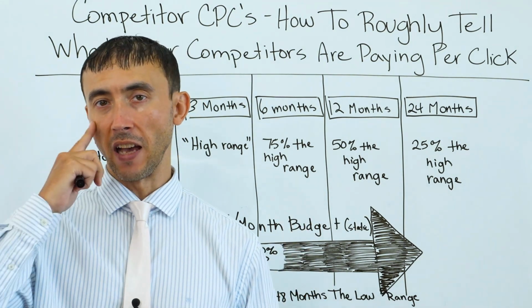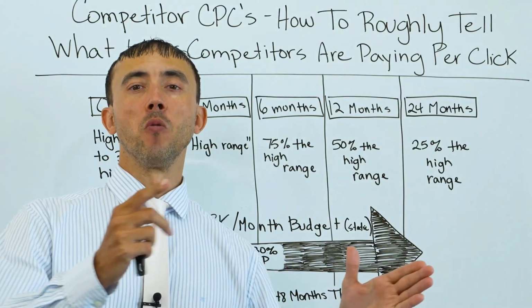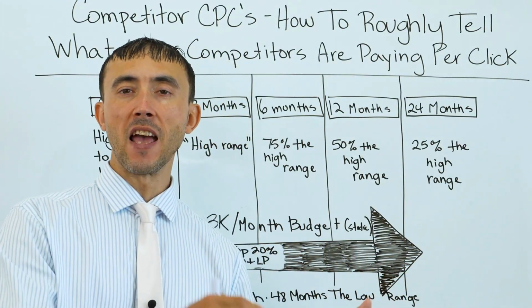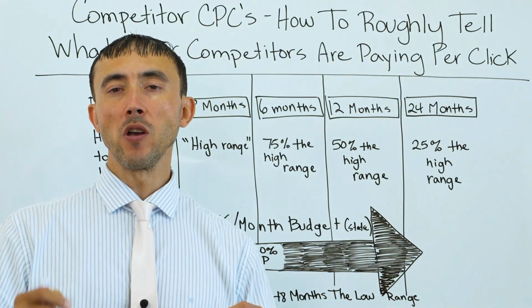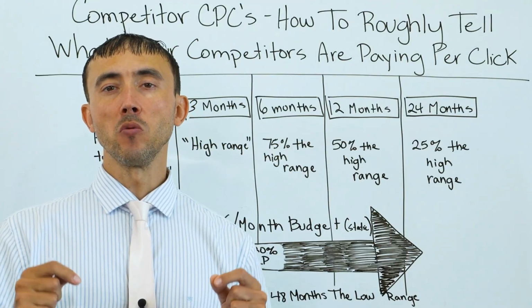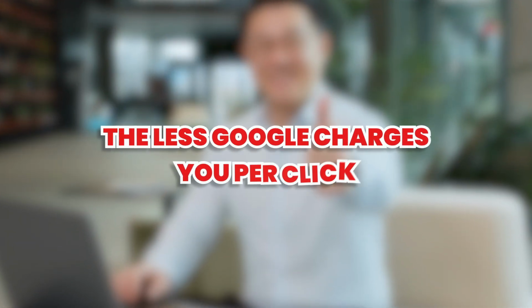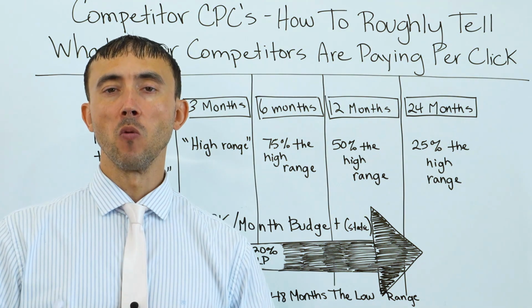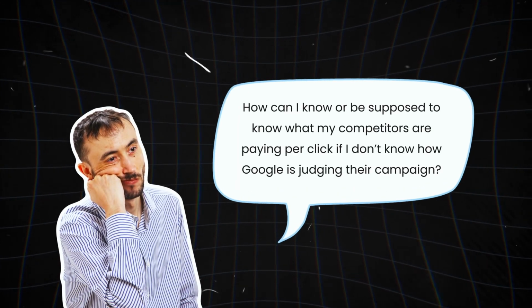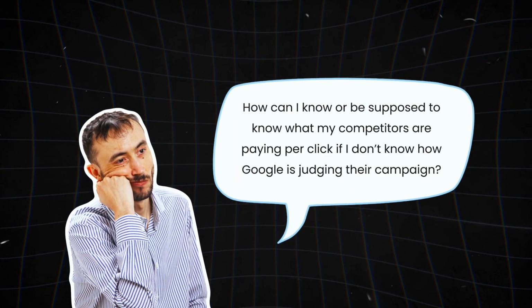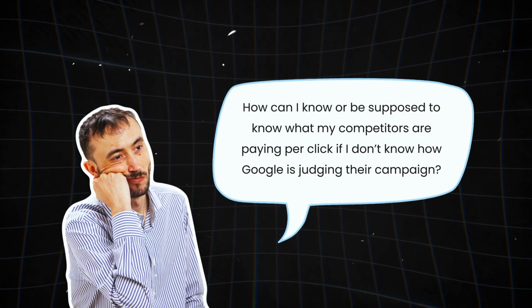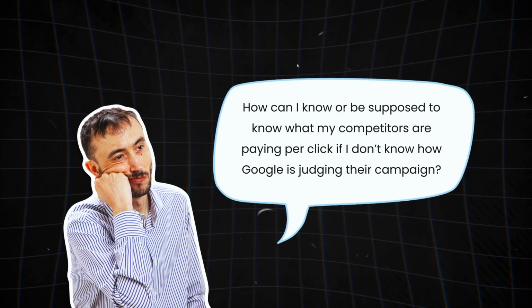what they're paying per click because of what most other people are saying, which is ultimately what you pay per click has a lot to do with your ad rank or quality score, if you will. The better of a job you do as an advertiser, the less Google charges you per click. So people say, how am I supposed to know what my competitor's paying per click if I don't know how Google's judging their campaigns?